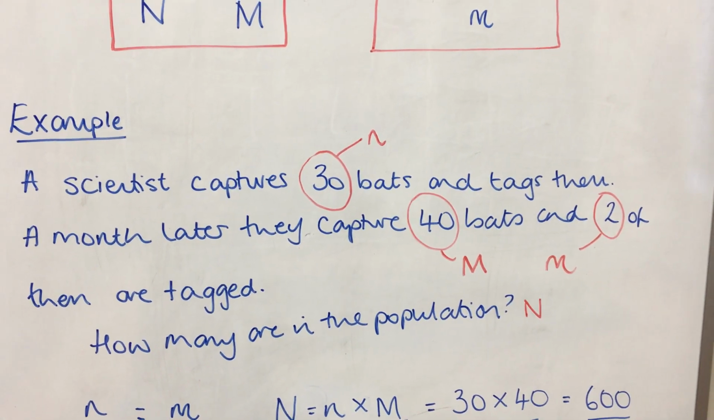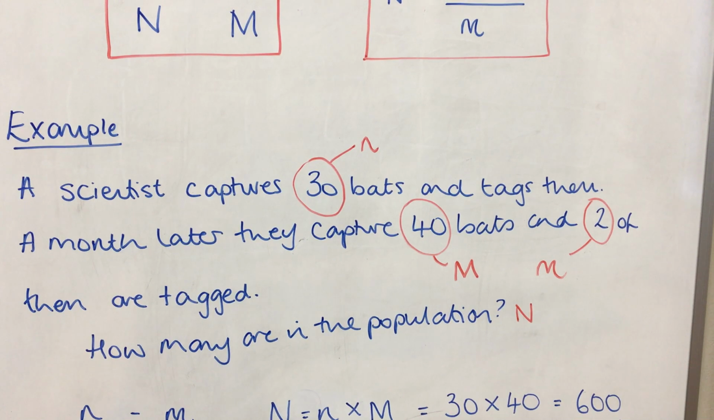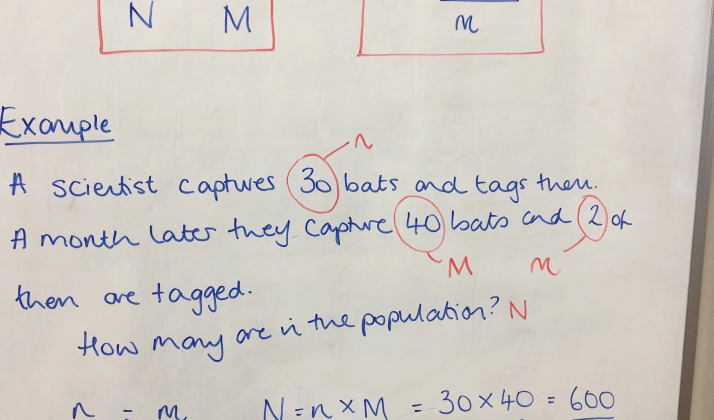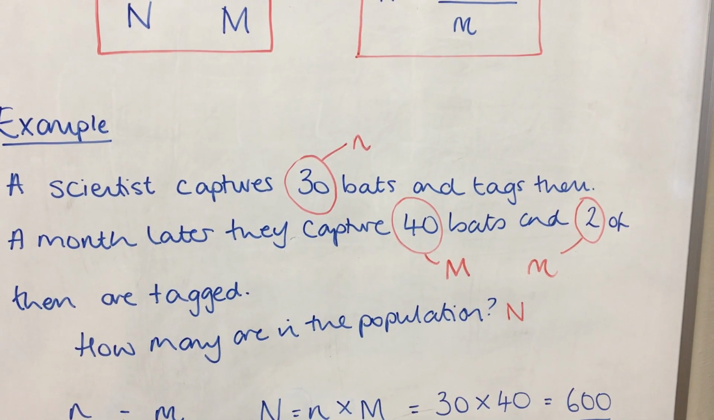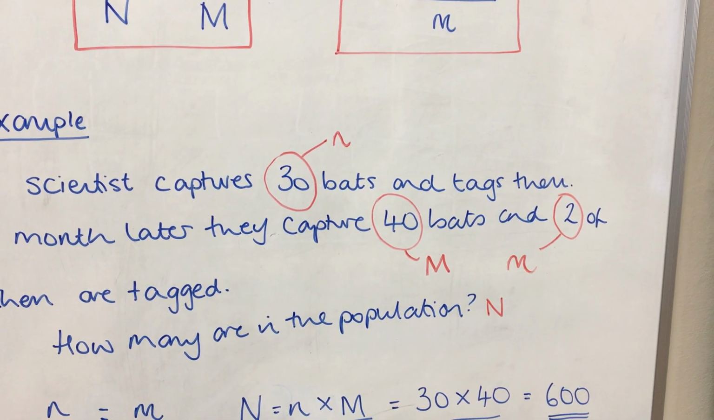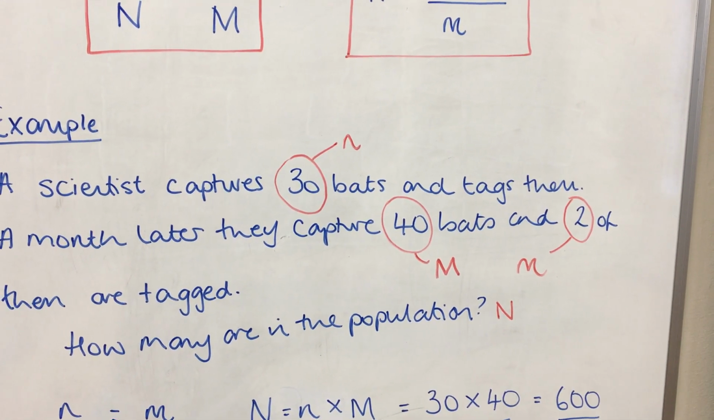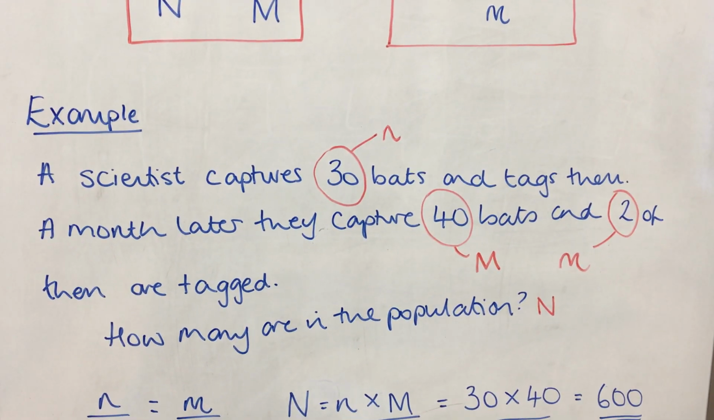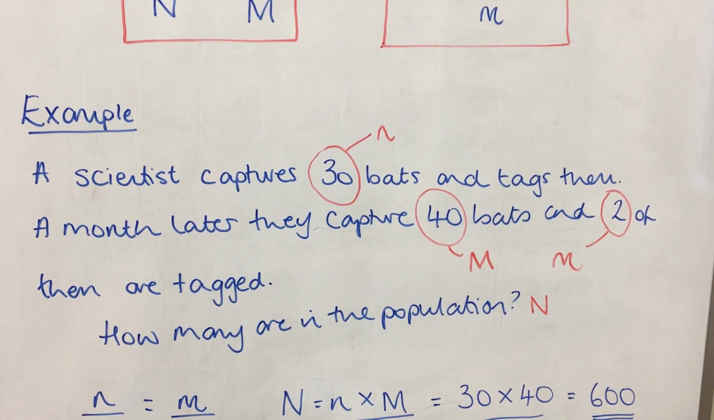Okay, let's see what we've got. The first sample, 30, is your little n. The month later, the second sample, 40, is your capital M, and the number tagged, little m, is your 2. And you want to know how many are in the population, which is your capital N.